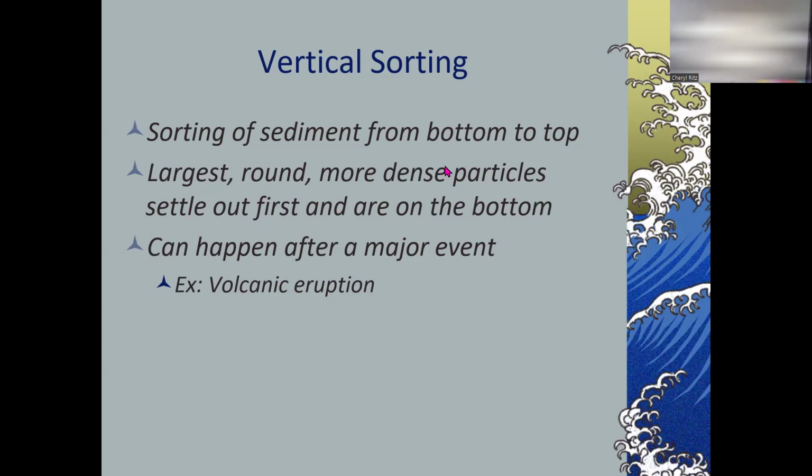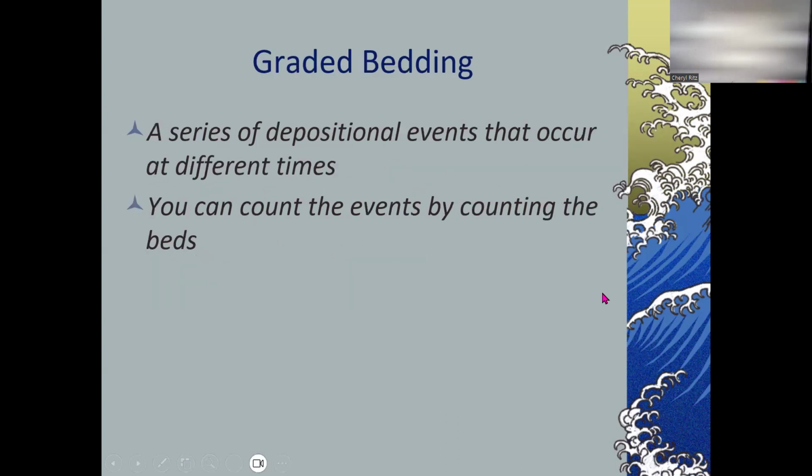All right, and the last one there is graded bedding. This is when you have that vertical sorting, but over and over again. So like one earthquake would have dropped in a bunch of rocks, then it sat there for a while, and then another earthquake might have dropped in a bunch of rocks. And you can count the events by counting how many sets of layers there are.